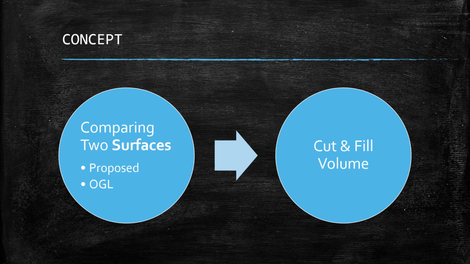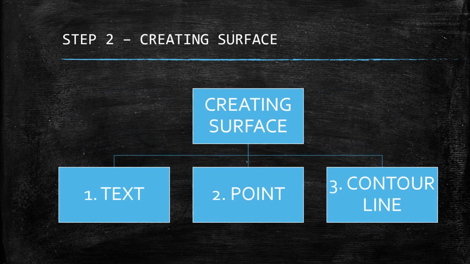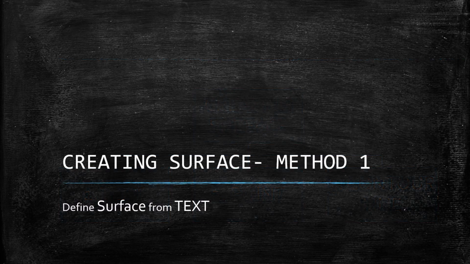In order to calculate the cut and fill volume, we need to compare two surfaces. One is a proposed surface and the other one is the original ground level surface. There are three methods to create the surface, so I'm going to teach you one by one how to create the surface. Method 1. Define surface from text.